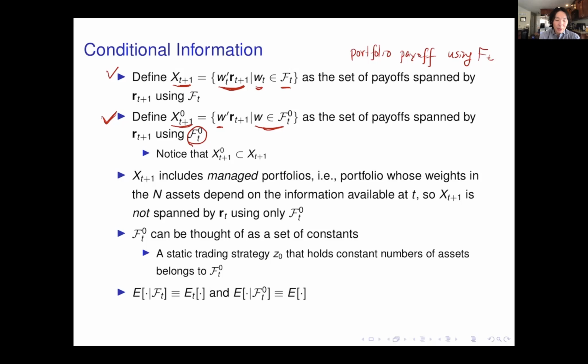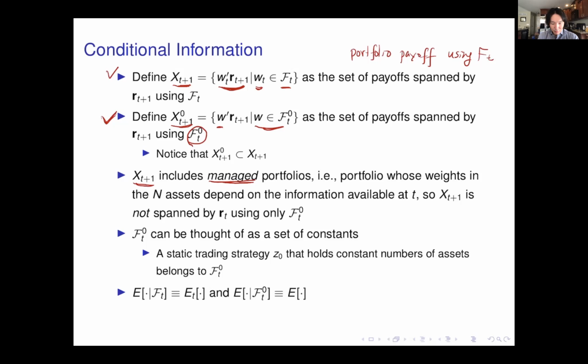In that sense, X_{t+1} includes what is called the managed portfolios. In other words, you change portfolio weights over time. You manage the portfolio. Portfolio whose weights in n assets depend on the information set available at time t. So X_{t+1} is not spanned by R_t using only F_t0. Okay. 즉 X_{t+1}은 static 포트폴리오가 아니라 managed 포트폴리오, 그날 포트폴리오 초이스를 하는 페이오프가 됩니다. Okay.